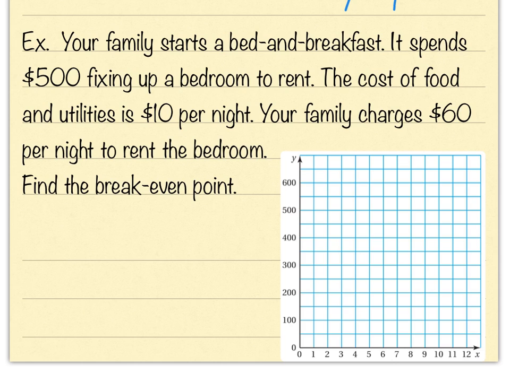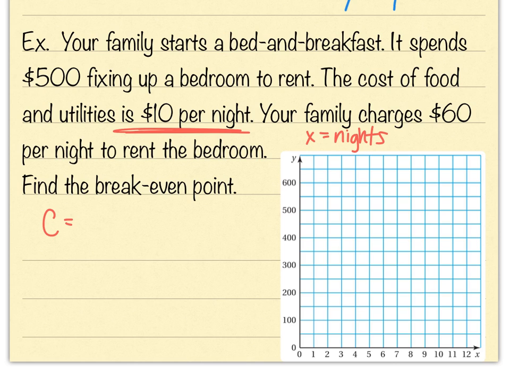So for this question, it says your family starts a bed and breakfast. It spends $500 fixing up a bedroom to rent, and the cost of food and utilities is $10 per night. Your family charges $60 per night to rent a bedroom. Find the break-even point. So our cost equation, it costs us $10 a night. So let's let X be the number of nights.